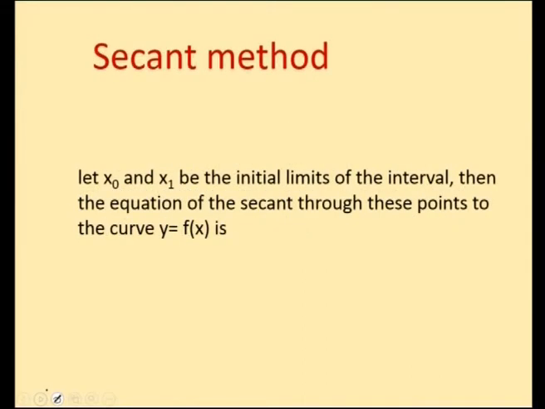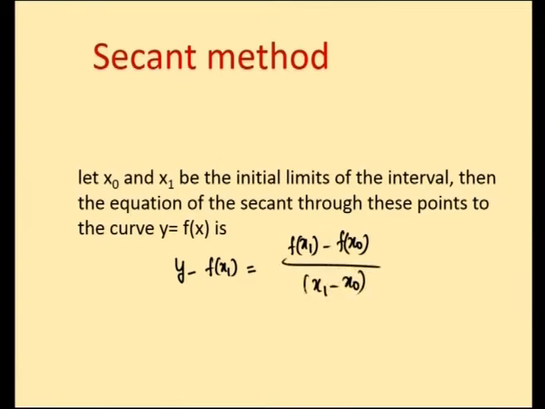First of all, take the initial limits x0 and x1 of the interval. Then the equation of the secant through these points to the curve y is equal to f of x is y minus f of x1 is equal to f of x1 minus f of x0, divided by x1 minus x0, into x minus x1.